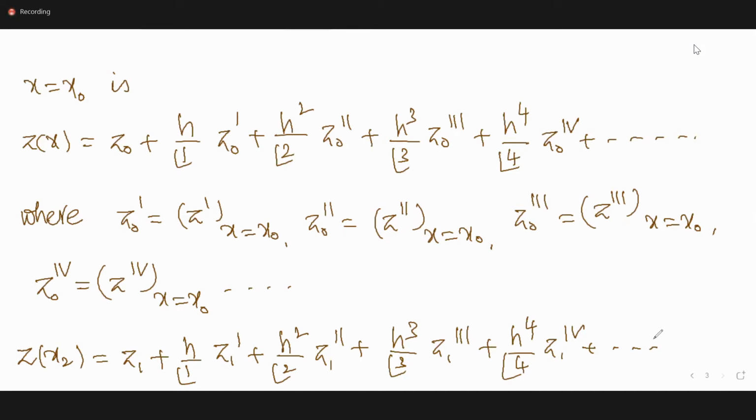Is it clear? So what is the meaning of z1 dash? z1 dash means z dash at x is equal to x1. What is z1 double dash? It's nothing but z double dash at x is equal to x1, and so on.